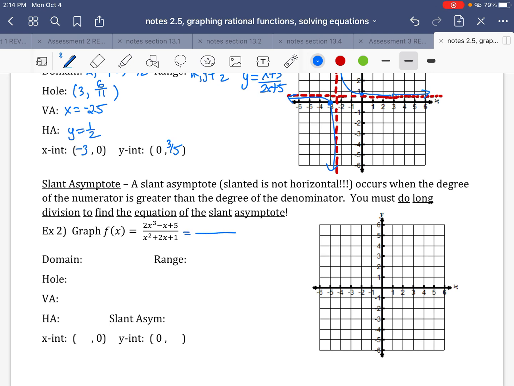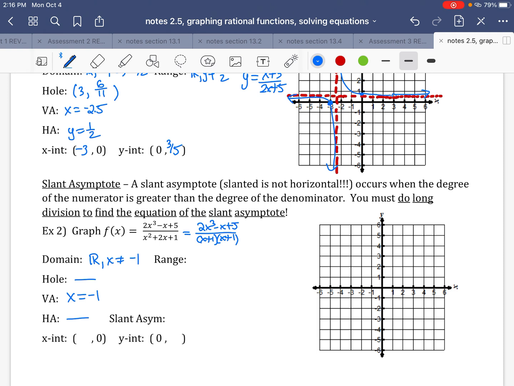The top doesn't factor, but I do notice the bottom factors into x plus 1 squared. The top is 2x to the third minus x plus 5. That helps me with my vertical asymptote. My vertical asymptote is going to be at x equals -1. Also my domain, all real numbers, x cannot be -1. The top is not going to factor, so there is no hole. Like I said, there's no horizontal asymptote either because we have a slant asymptote. Okay, the range we'll wait on.